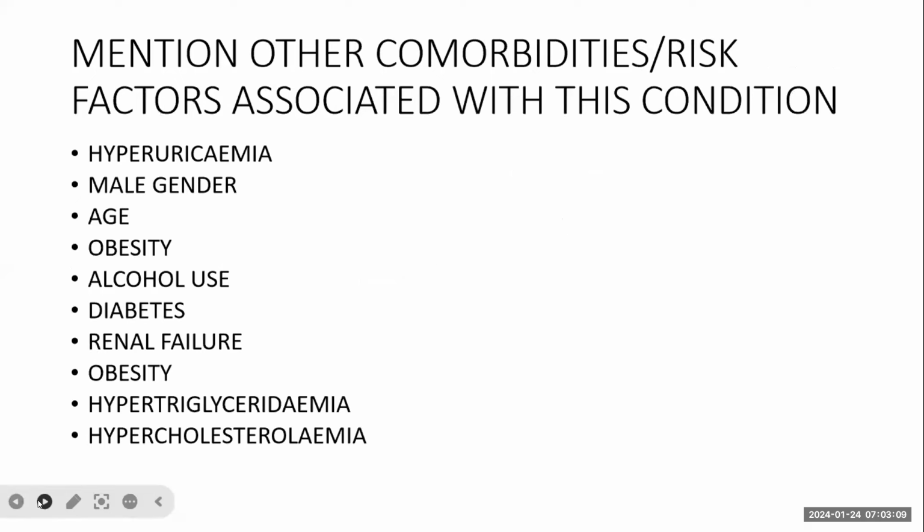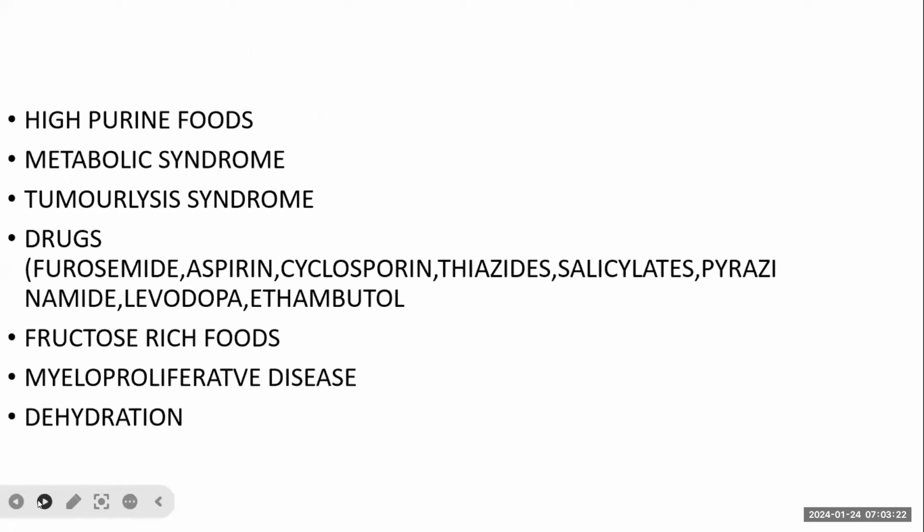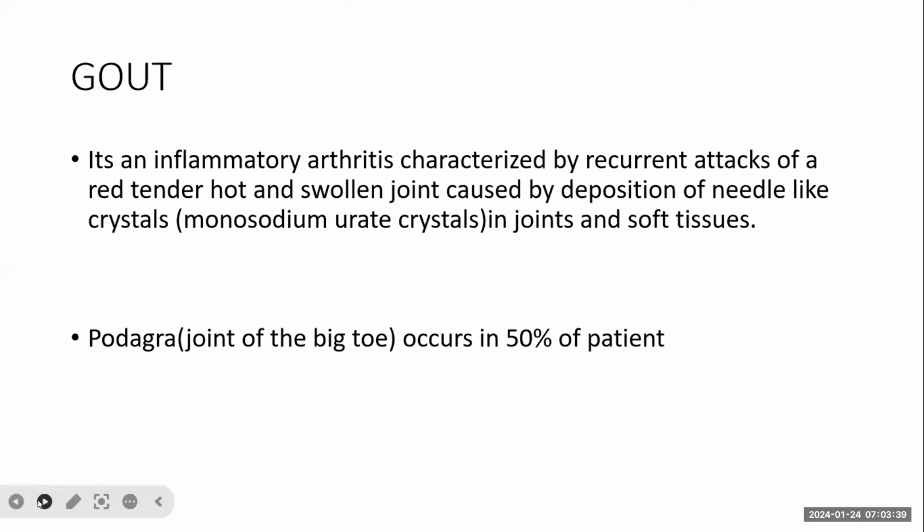So other comorbidities and risk factors associated with this condition include hyperuricemia, male gender, age, obesity, alcohol use, diabetes, renal failure, hypertriglyceridemia, hypercholesterolemia, high purine foods, metabolic syndrome, tumor lysis syndrome, drugs including furosemide, cyclosporine, salicylate, pyrazinamide, levodopa, ethambutol, fructose-rich foods, myeloproliferative disease, and dehydration. So having answered the question, we'll quickly look at gout.